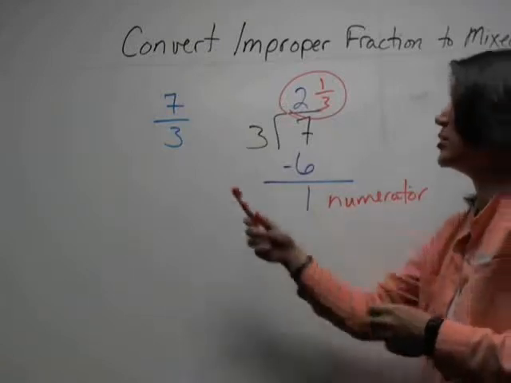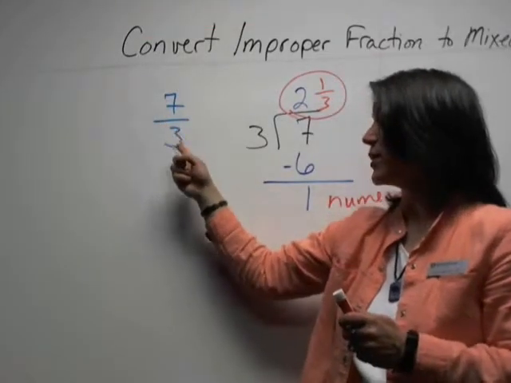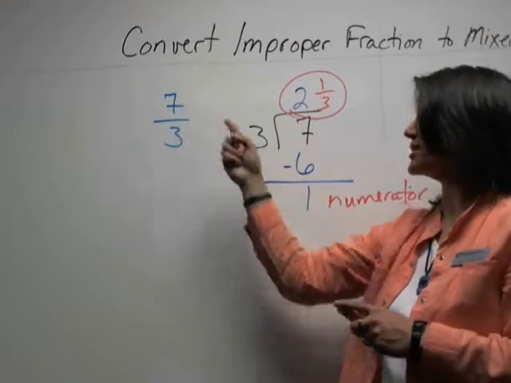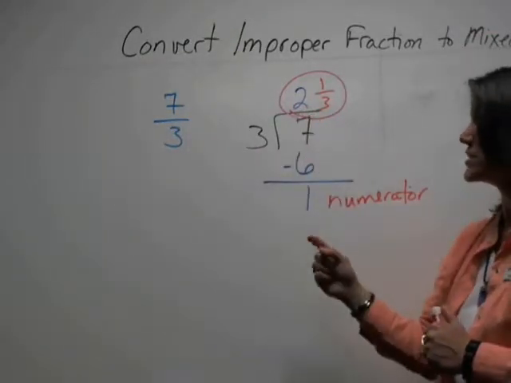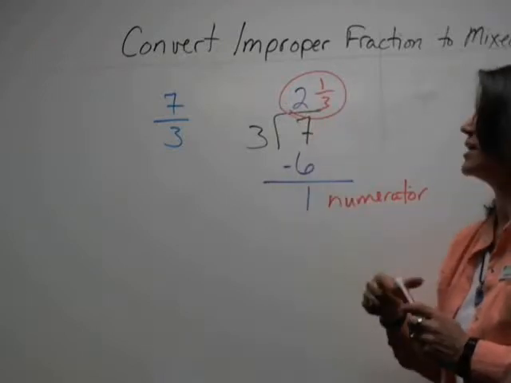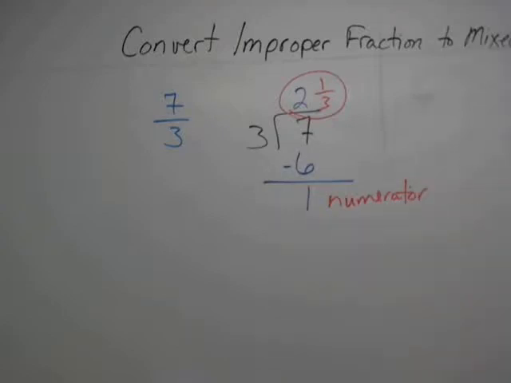So to convert an improper fraction to a mixed number, we do the division top divided by bottom. So we're finding out how many of these go into the top, how many 3's go into 7. There's 2 wholes, and then the remainder becomes your numerator over that same denominator to write it as a mixed number.